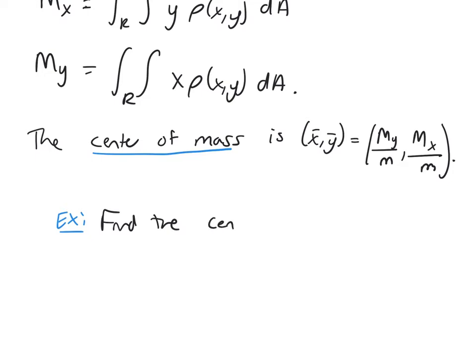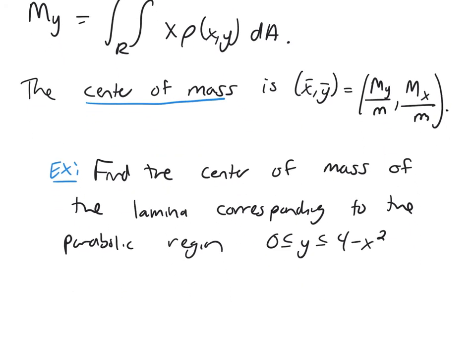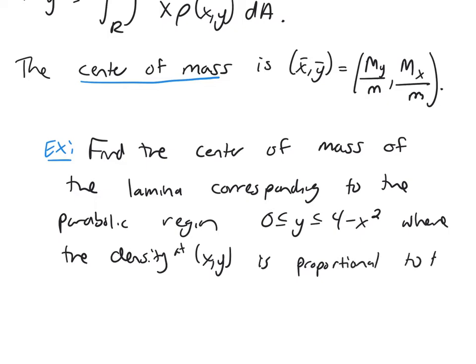Find the center of mass of the lamina corresponding to the parabolic region y equals 4 minus x squared, where the density at (x, y) is proportional to the distance between (x, y) and the x-axis, as shown.